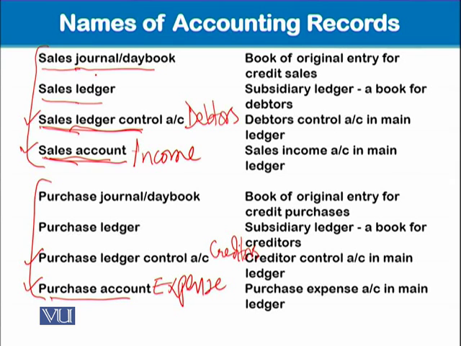Whereas the sales journal or sales day book is the book of original entry. It's the name of a book. In the same way, sales ledger is the name of a book in which we maintain individual ledger accounts. And the purchase journal is the name of a book in which we record invoices against credit purchases. And the purchase ledger is again the book in which we maintain individual ledger accounts of the creditors.